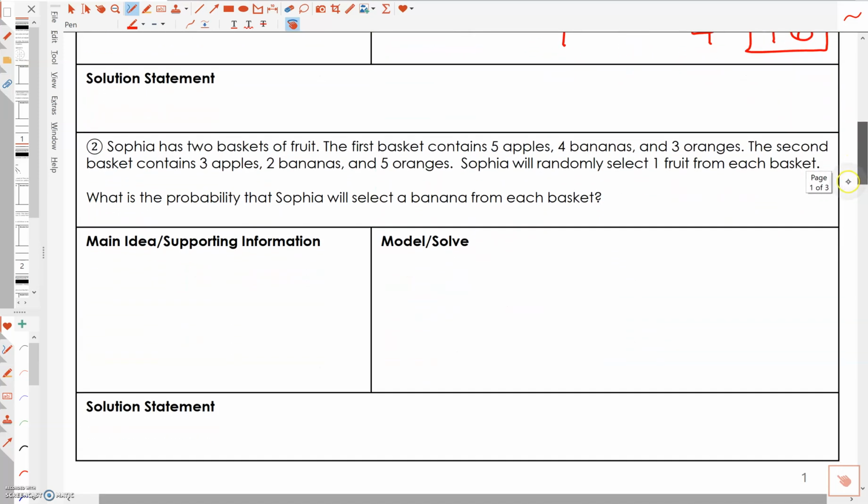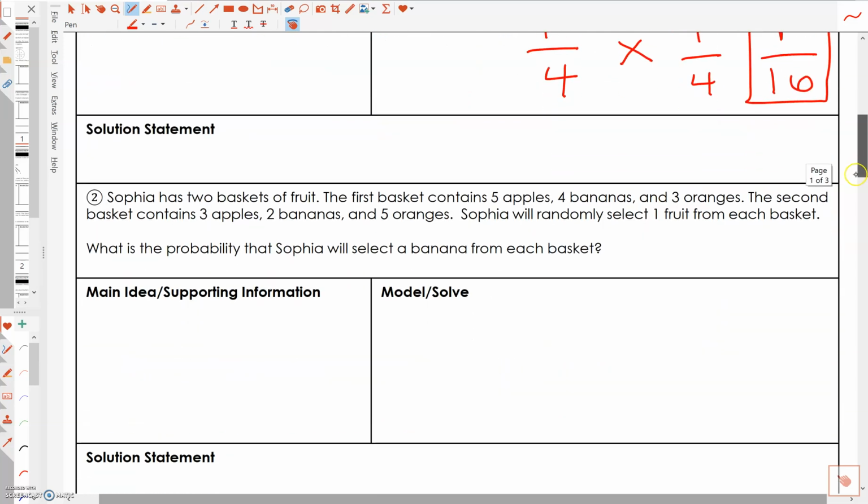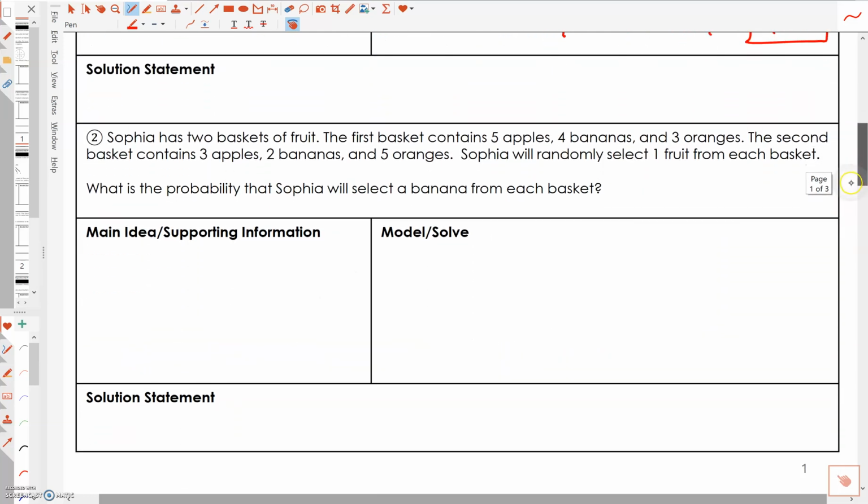All right, so let's look at this one right here, question number 2. Question number 2 says Sophia has 2 baskets of fruits. So again, if you need a picture, you can draw a picture. It says 2 baskets of fruits.